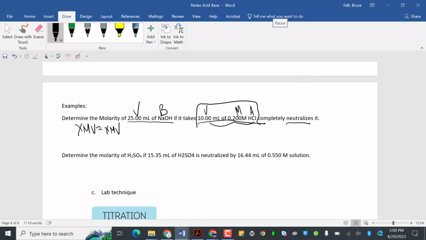So how many H's are in HCl? Well, we're in an accelerated class. I'm not going to say that out loud. But yeah, I am. It's 1. So my molarity is 0.2, and my volume is 10, equals how many OH's in NaOH? Hey, that's 1. I've got a volume, but I don't have a molarity, so I'm going to write M and put 25 for the volume.